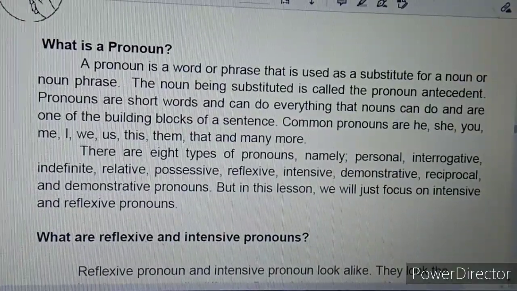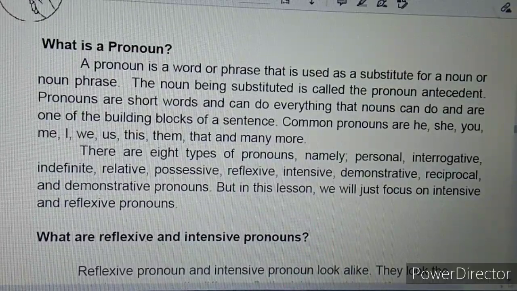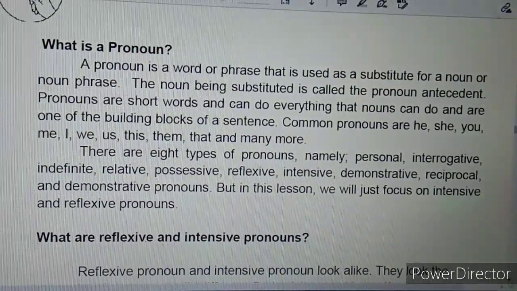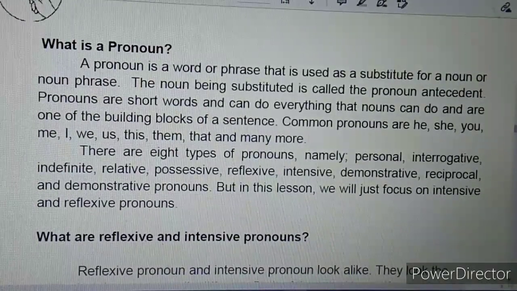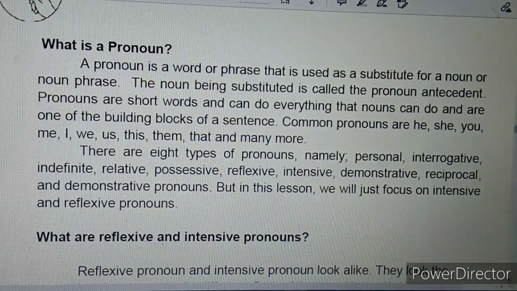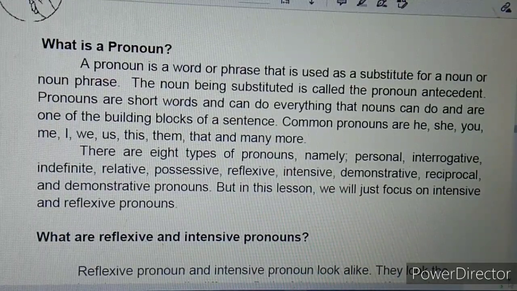Now, before we proceed to the next activity, let us first give the definition of the word pronoun and what reflexive and intensive pronouns are. A pronoun is a word or phrase that is used as a substitute for a noun or noun phrase. The noun being substituted is called the pronoun antecedent. Pronouns are short words and can do everything that nouns can do and are one of the building blocks of a sentence. Common pronouns are he, she, you, me, I, we, us, this, them, that, and many more.